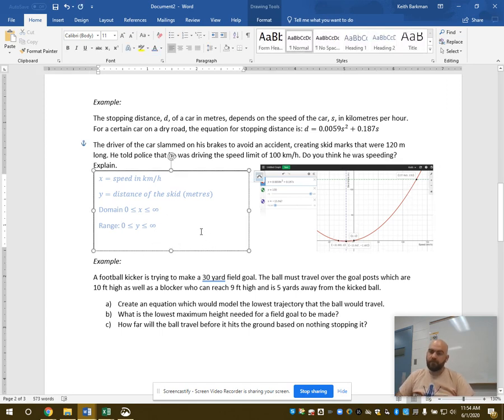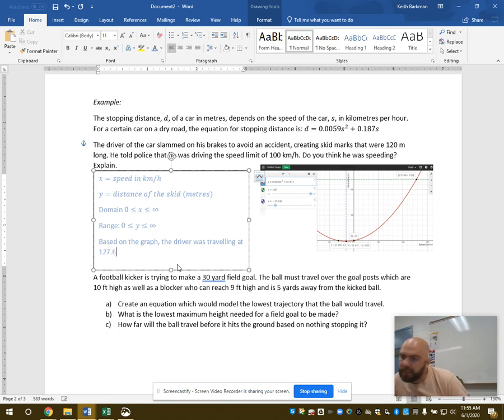to be in there. Now, we're going to say here, our final answer, based on the graph. The driver was traveling at, and I'm going to have to make this a little bit bigger here. Okay. Traveling at 127.65, we don't have to choose decimal places, kilometers per hour prior to making the skid marks. Okay. He was speeding.